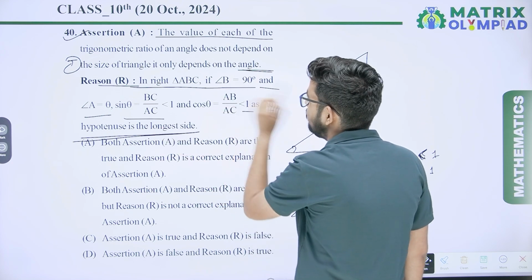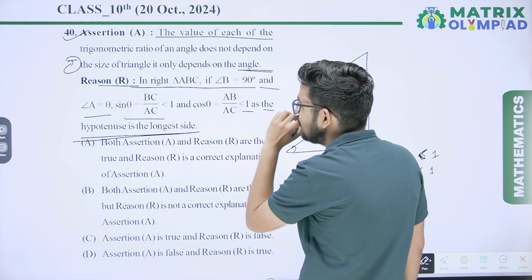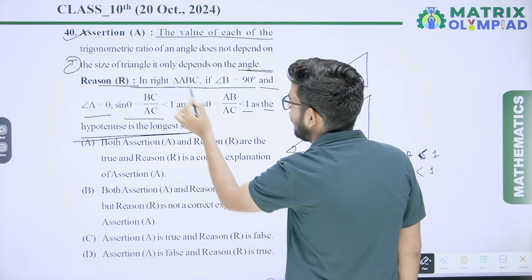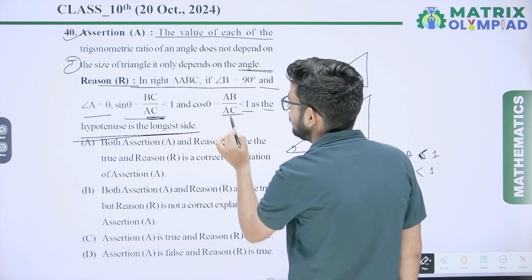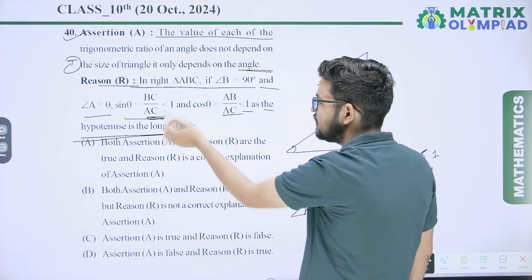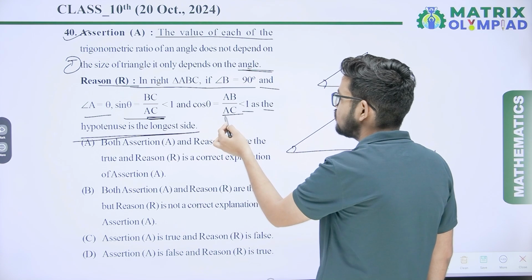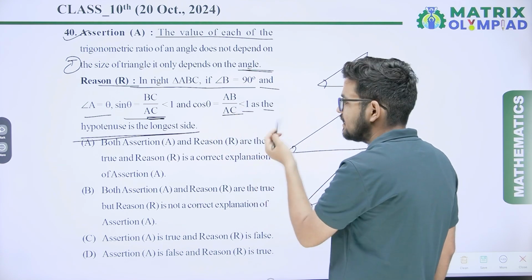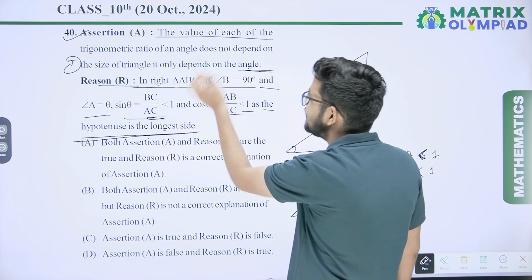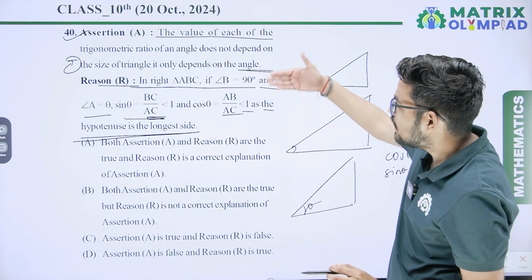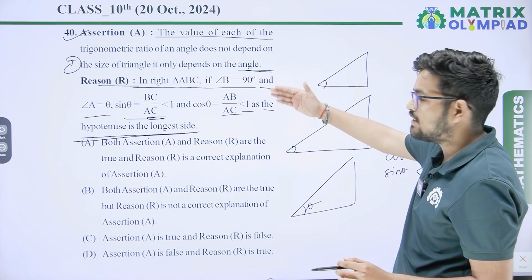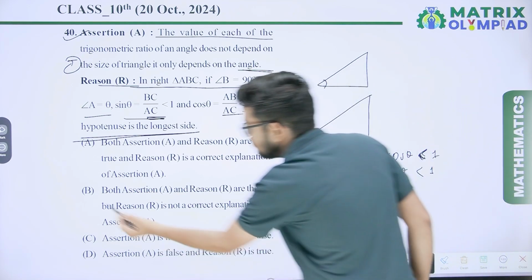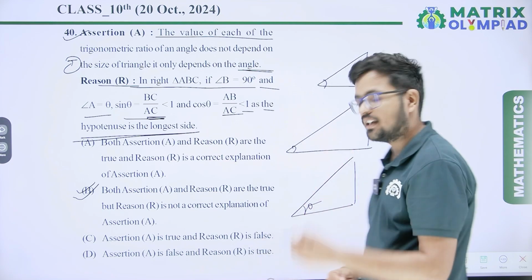And if angle B is 90 degrees and AC is the hypotenuse, then sin theta equals BC upon AC, correct. It is less than 1, and cos theta equals AB upon AC is less than 1, which is also correct. So both assertion and reason are correct, but the reason is not the correct explanation for the assertion, so option B will be the correct answer.